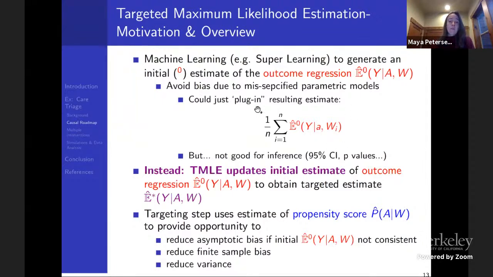So instead, what we do is we take that initial estimate of the outcome regression, and then we're going to update it or target it to get a new targeted outcome regression estimate. And in this targeting step, we use an estimate of our propensity score. So by doing this, we're getting the opportunity to reduce our asymptotic bias if that initial estimator is in fact not consistent. So this is really the double robust property that we've heard about, where this estimator remains consistent if either we estimate the propensity score consistently or the outcome regression consistently. But it also importantly gives us this opportunity to reduce finite sample bias and variance.